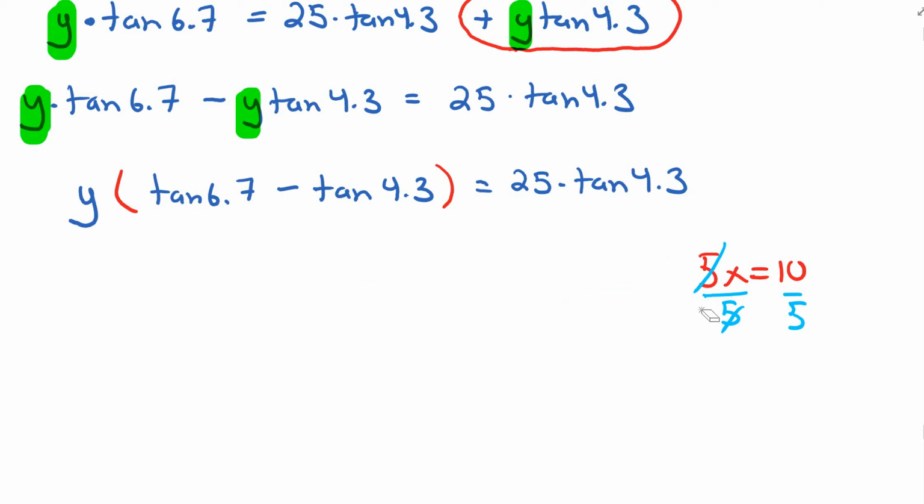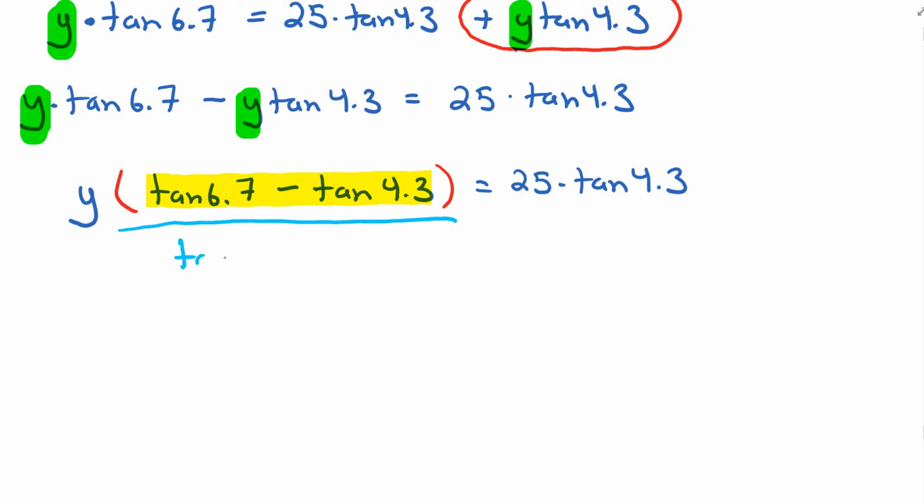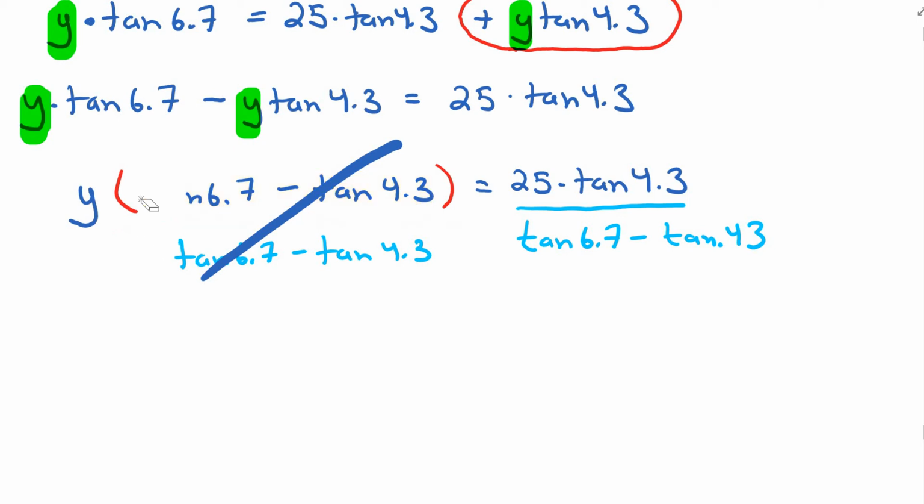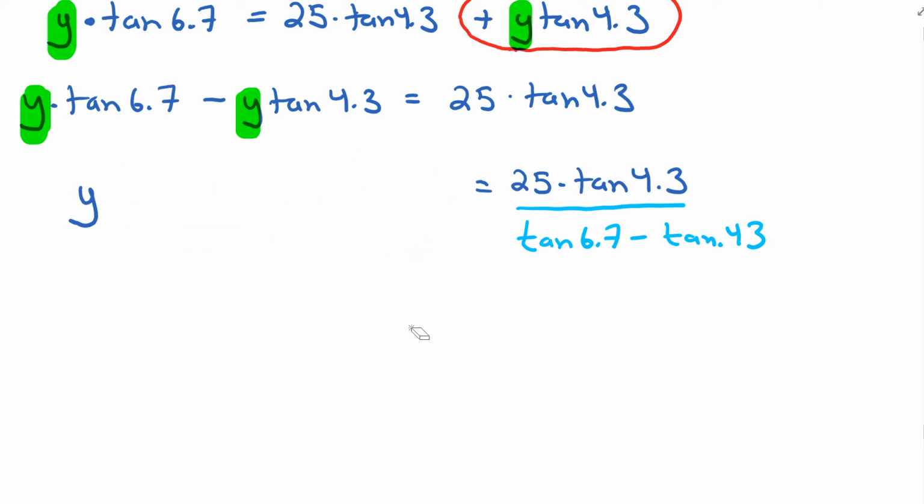So what we're going to do now is divide both sides by this expression right here, because this is really just a number. So I can divide this by tan 6.7 minus tan of 4.3, and I can also divide that side by tan of 6.7 minus tan of 4.3. So then that just cancels off, and now you're just left with y equals to that, right? So y equals all that.